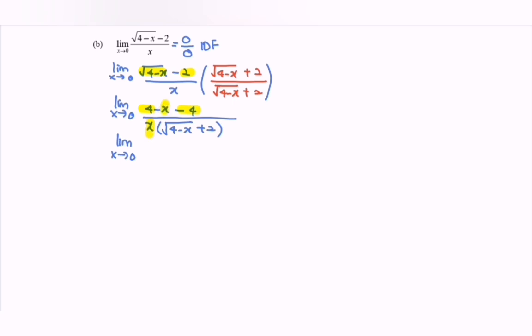So we will have negative 1 over square root of 4 minus x plus 2. If we substitute 0, we will have negative 1 over square root of 4, which is 2, plus 2, and we will have the value of y approaching negative 1 over 4.